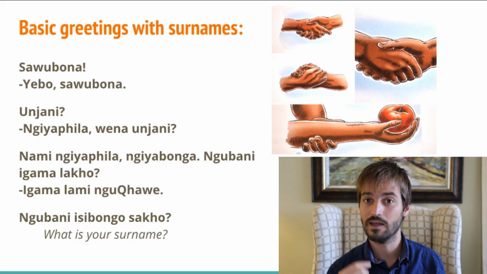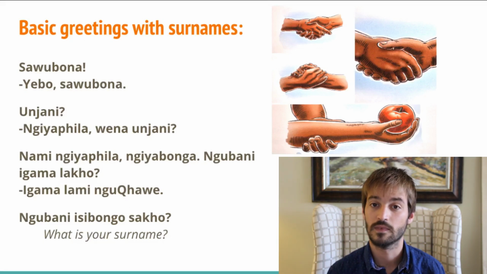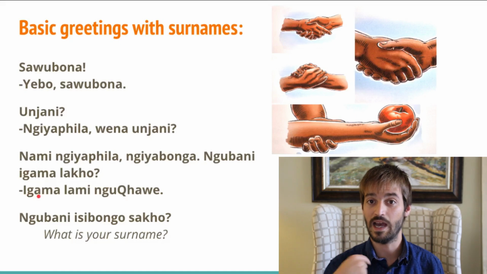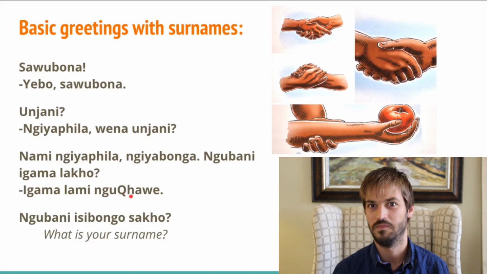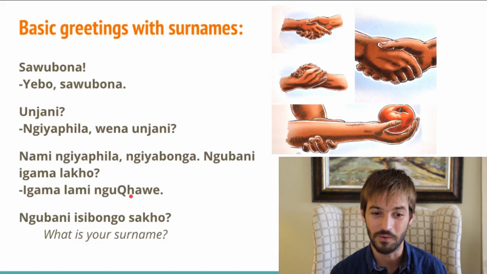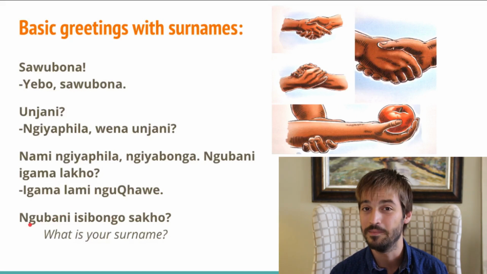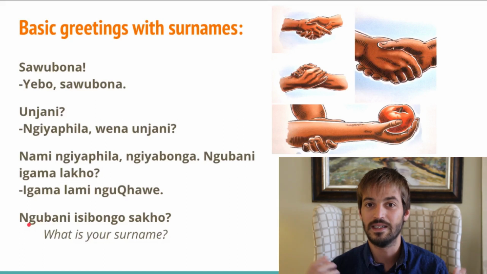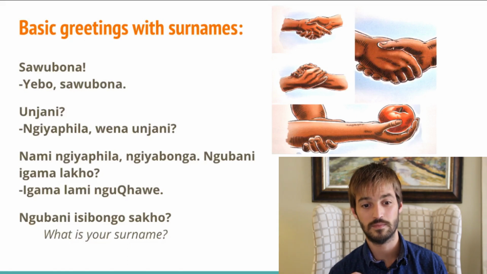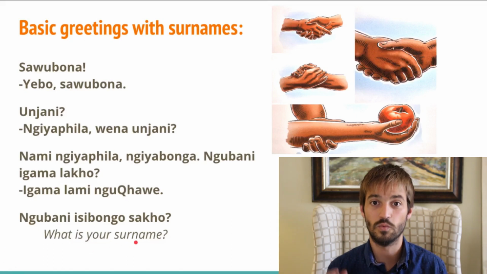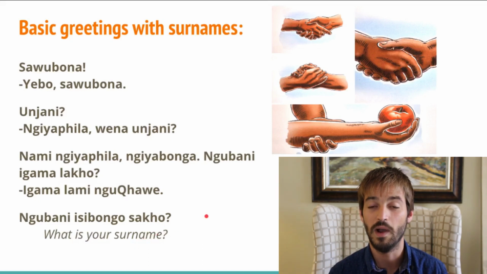Ngubani igama lakho? And you say your name, igama lami, for instance, ngu Qhawe. Really? Your name's Qhawe? How? And you're studying Zulu? How? Name, okay? Ngubani igama lakho? Igama is over here. Isibongo over there. Name, surname. Ngubani isibongo sakho? What is your surname?